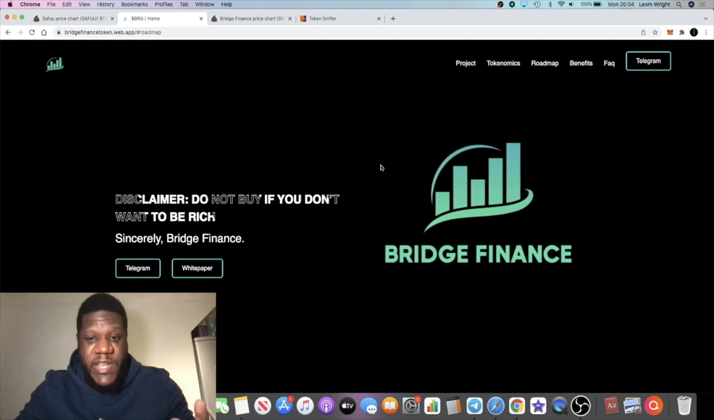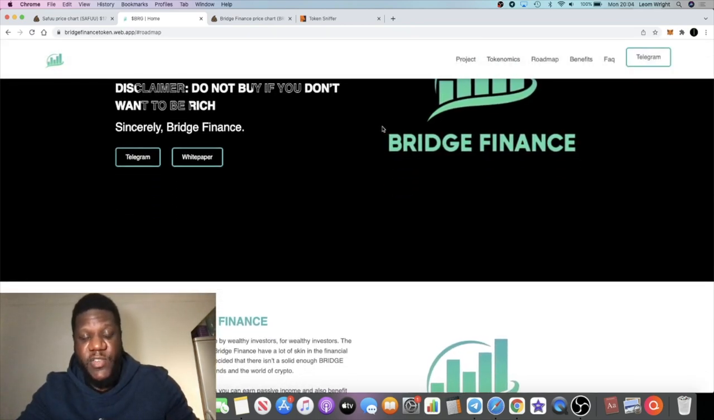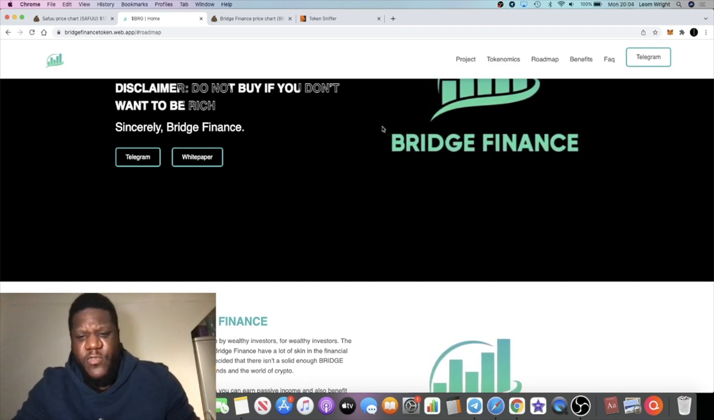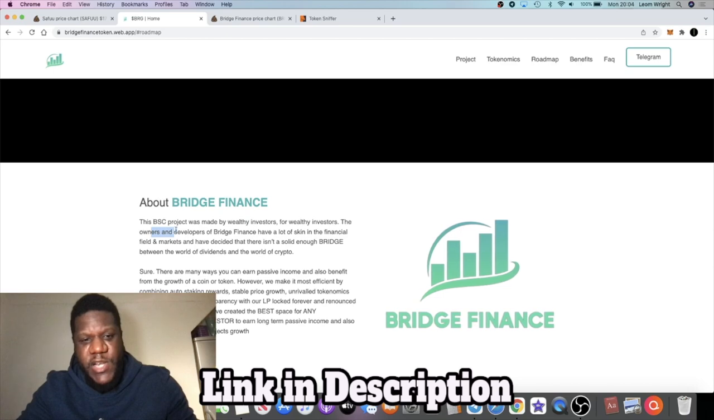Okay, guys, so what is it? This is basically a bridge from crypto to the traditional world, spending your crypto in restaurants and so on. Just being able to normalize the use of crypto in the real world. It's on the Binance Smart Chain, of course.